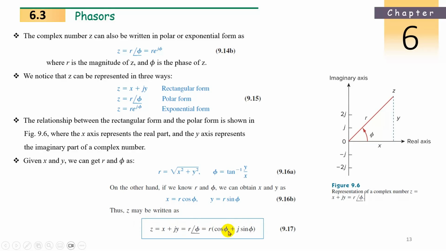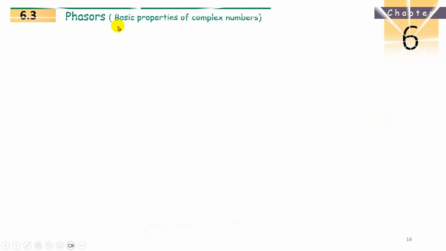Okay, now we can elaborate on this again. Basic properties of complex numbers. Before going to the relation of phasor and complex number, we will first study how the phasor behaves in terms of addition, multiplication, division, and conjugate. We'll study that, then we'll go to the interrelationship.